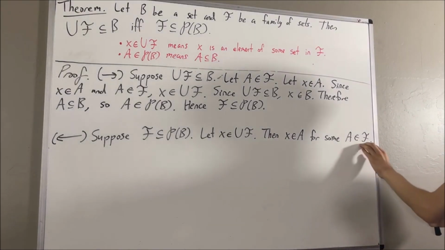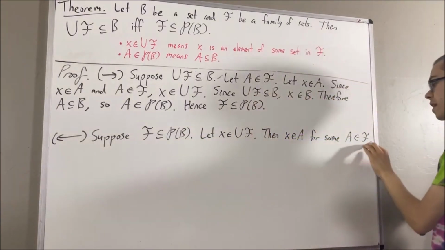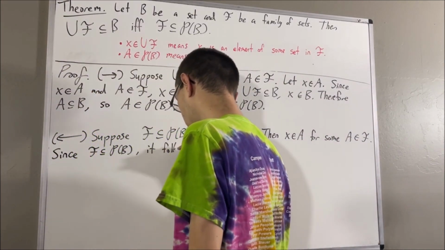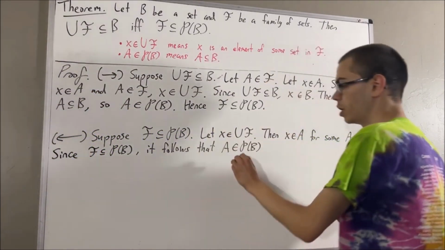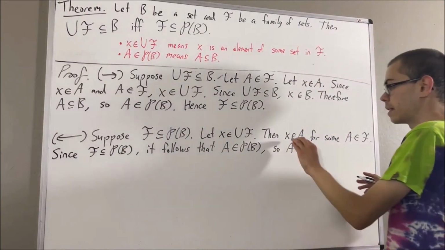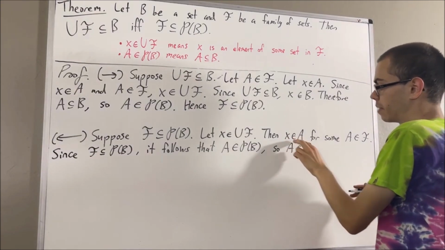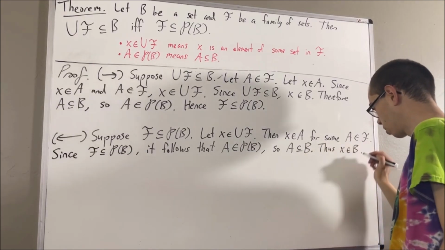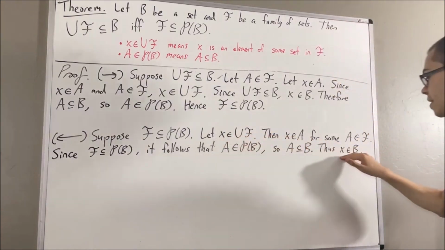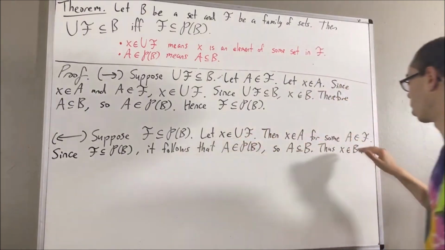Well, since A is an element of F, and everything in F lies in the power set of B, this tells us that A is an element of the power set of B. And we know that this is the same thing as saying A is a subset of B. And since X is an element of A, and everything in A lies in B, this tells us that X must then be an element of B. So we see that under the assumption that X is an element of the union of F, we have that X is an element of B. Since X was arbitrary, this means that everything in the union of F also lies in B.